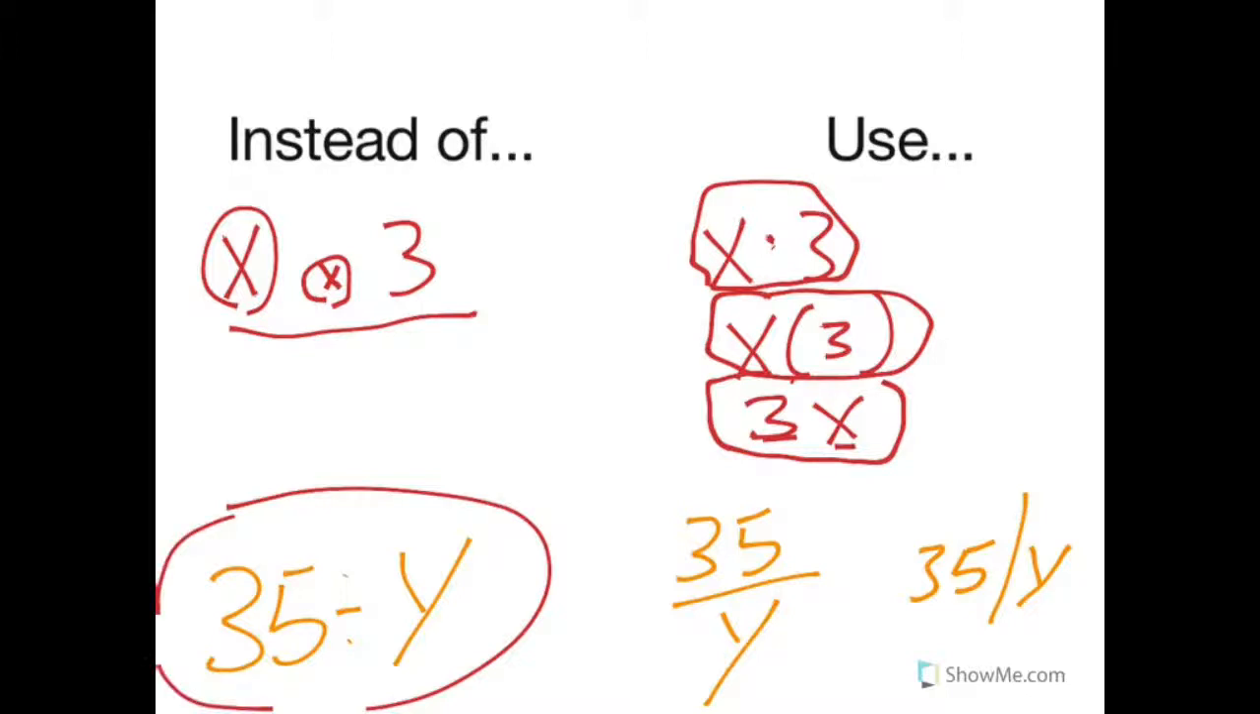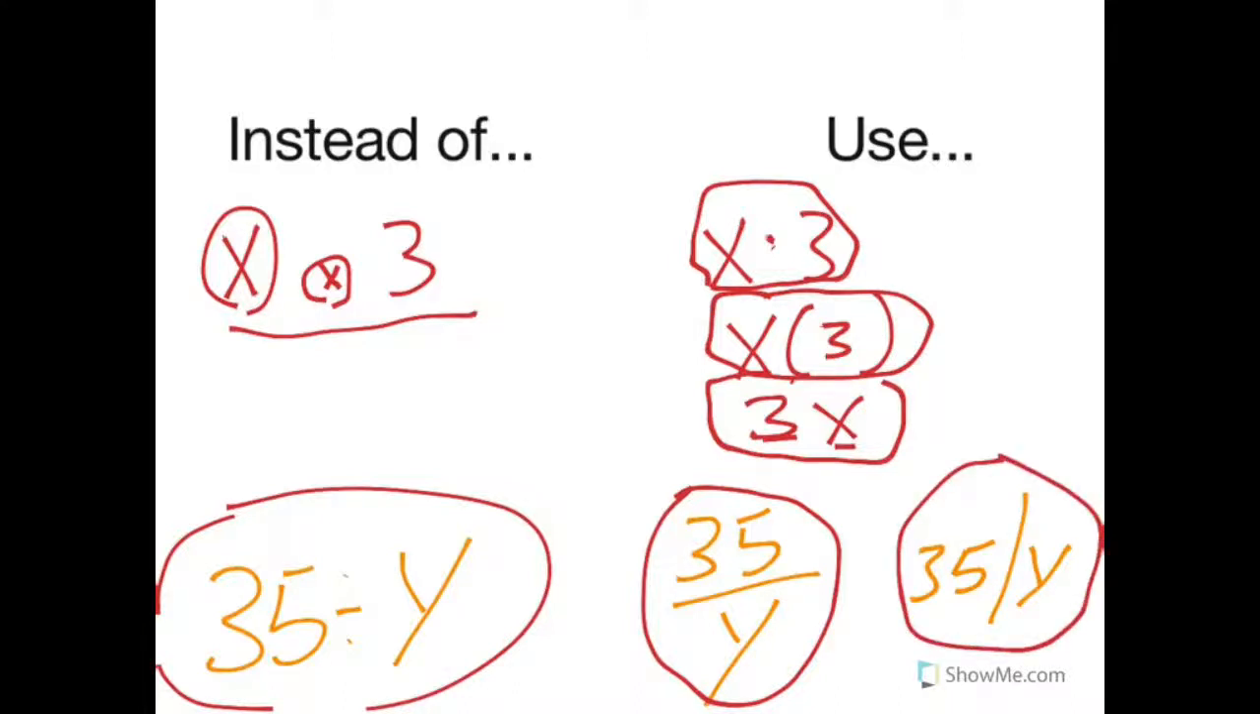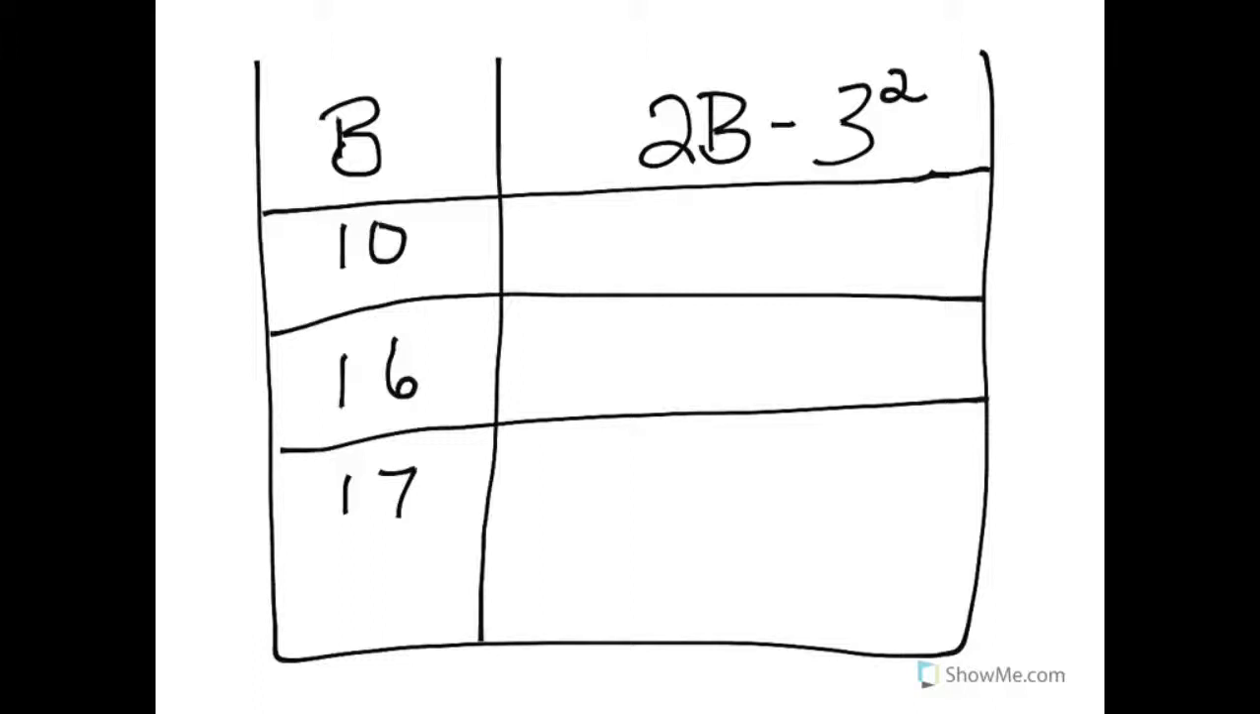Down here we have 35 divided by y. Well, you could also do that as a fraction, 35 over y. This would be less known, but the slash 35 slash y also means 35 divided by y. Okay, now let's keep going.